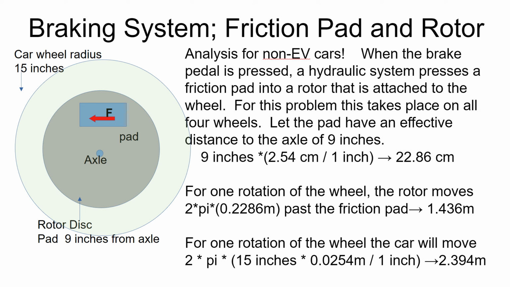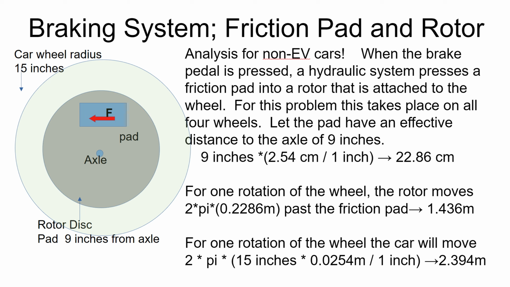When the wheel rotates one time, the rotor is moving past the brake pad for a distance of 2 pi r, one circumference, 2 pi times 0.2286 meters. So that's 1.436 meters. We'll need this number later. 1.436 meters of displacement past the point of friction for one rotation of the wheel.